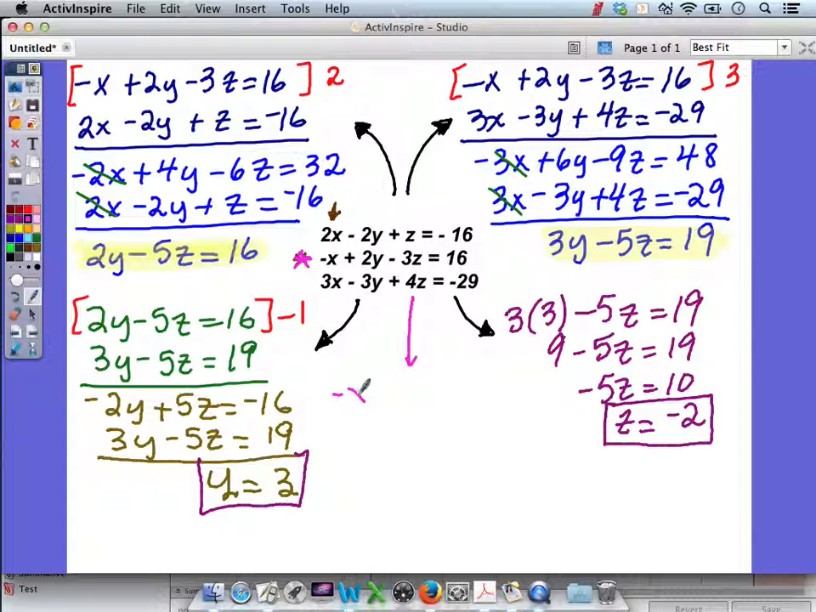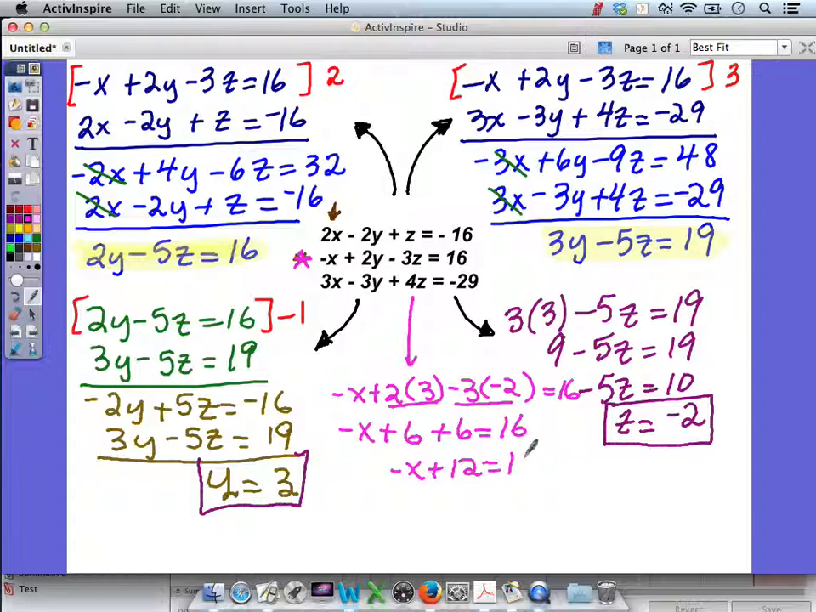So here, when I have this particular equation, I'm going to just come straight down, and I'm looking for x. So I have negative x plus 2 times y, and I found y to be 3, minus 3 times z, and I found z to be negative 2, is equal to 16. So I have negative x plus 6 is equal to 16. 2 times 3 is 6, negative 3 times negative 2 is 6. So I have negative x plus 12 is equal to 16. Subtract 12 from both sides, and that's 4. So I want a positive x, of course, so x is negative 4.